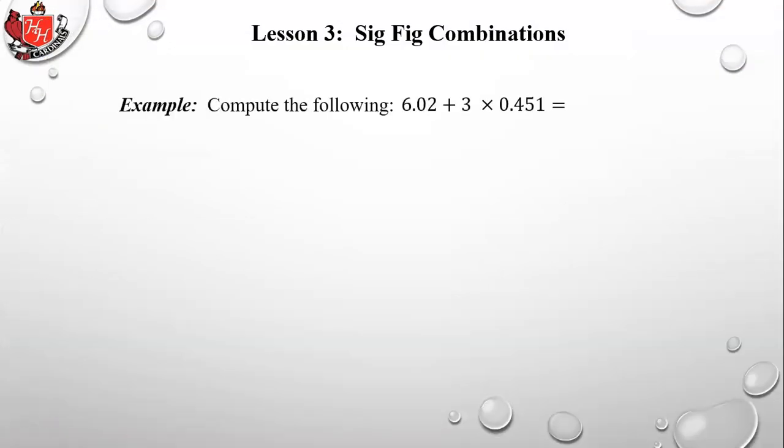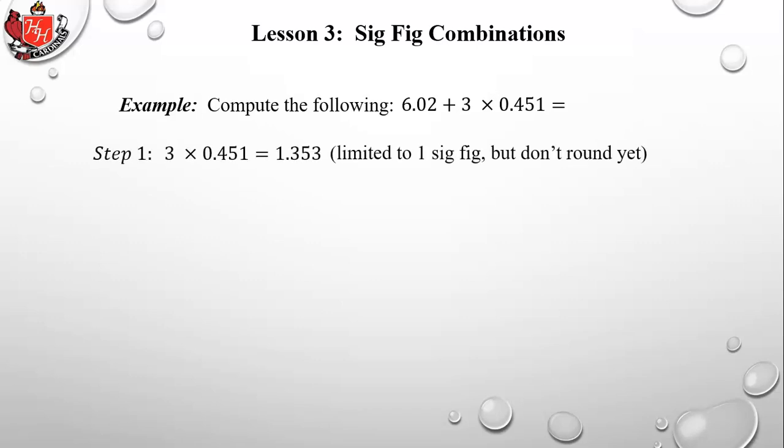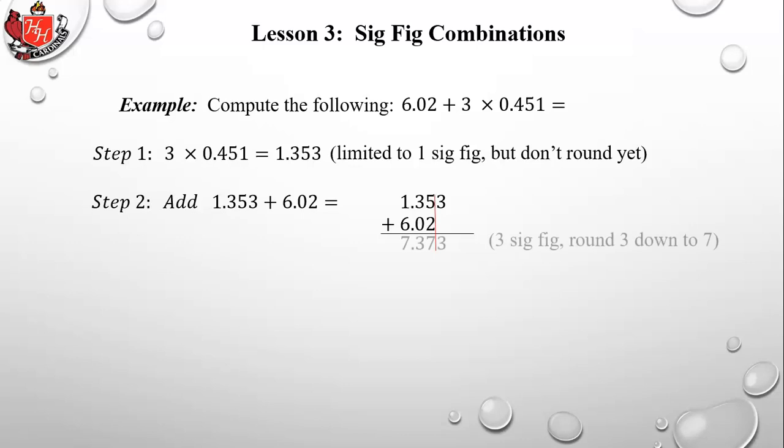Let's do another one. Okay, so compute 6.02 plus 3 times 0.451. So PEMDAS says we're going to do the multiplication first. 3 times 0.451 will give you a calculator answer of 1.353, but that's going to be limited to 1 sig fig, which you don't round yet. Now we're going to add it to the 6.02, line up the decimals, draw your line, and go ahead and add. And there we have 7.373, but you're going to round that last 7. The 3 rounds it back to 7.